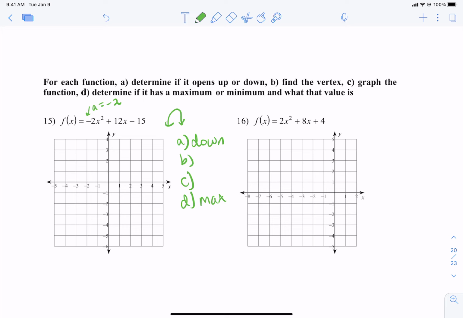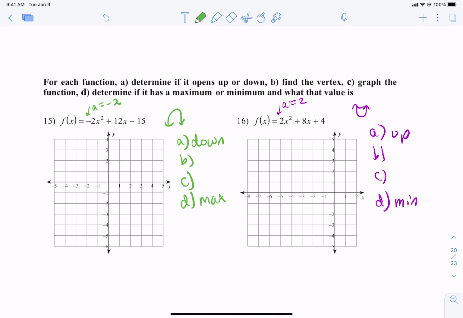Okay. Now I'm not going to do 16 for you. I want you to do that one yourself. But since its A value is 2, it's going to be opening like that. So it's going to be opening up, and it's going to be a minimum. Okay. Now let's continue with number 15.